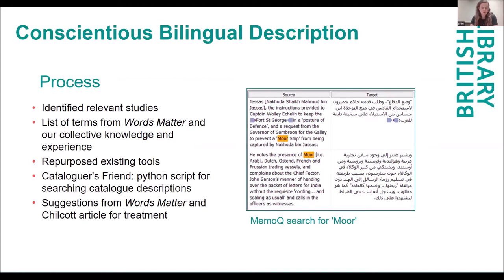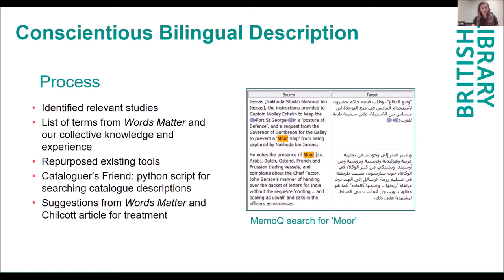We also used a Python script called the Cataloguer's Friend, which was developed for us by Sotirios Alpanis, our former head of digital operations. And this allowed us to zone in on the use of terms within scope and content fields. With regards to how to treat these terms, we used a combination of existing recommendations from other studies and our own additional layers of treatment.